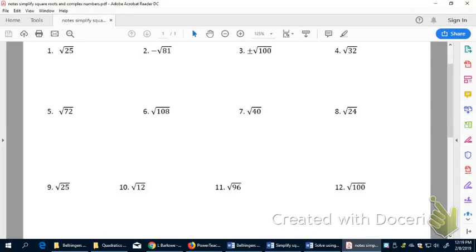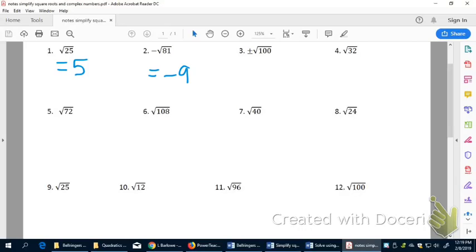Alright, so when I know the answer, you just say what the answer is. Like, square root of 25, it's 5. I know that that's 5 because I know that 5 times 5 is 25. Negative square root of 81, well, I know square root of 81 is 9, so then I just put a negative in front of it.